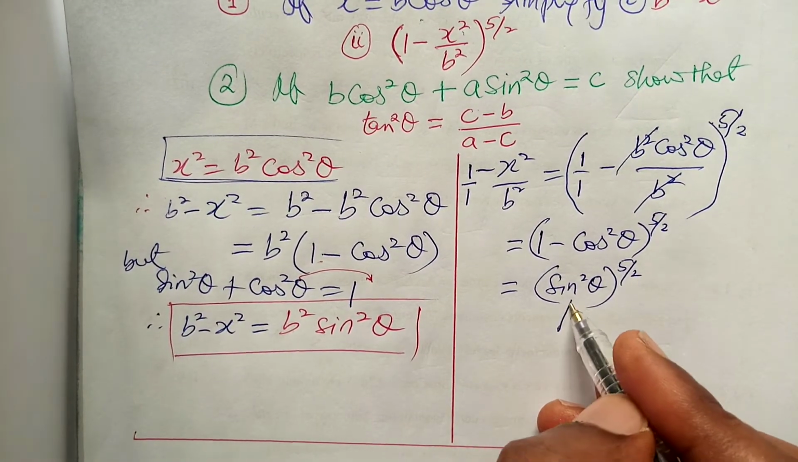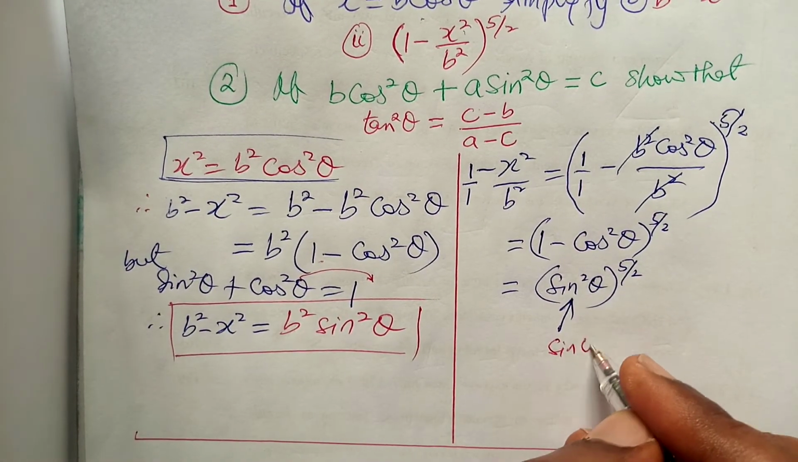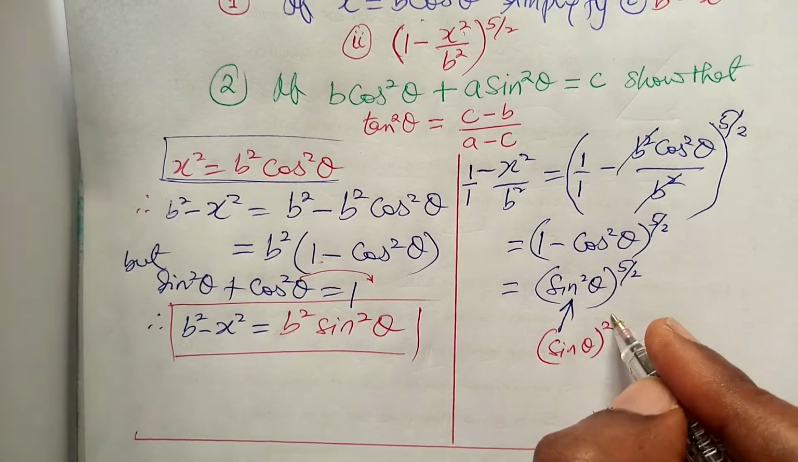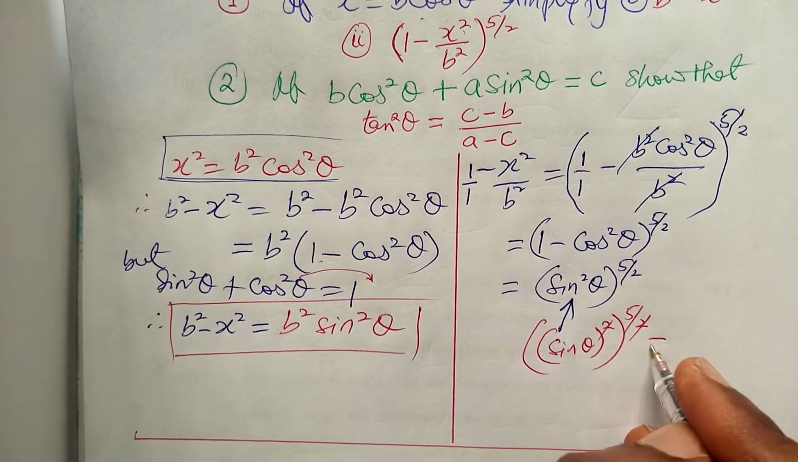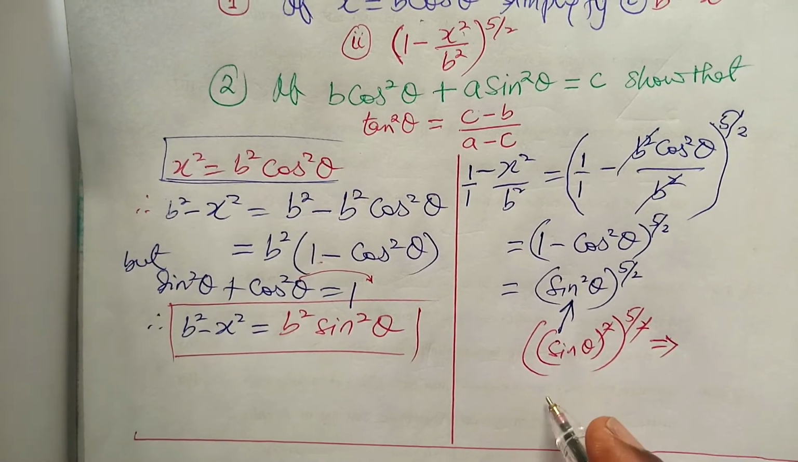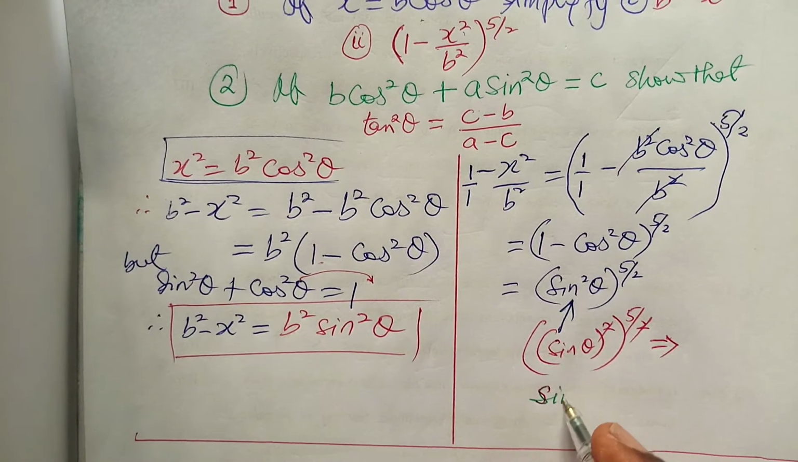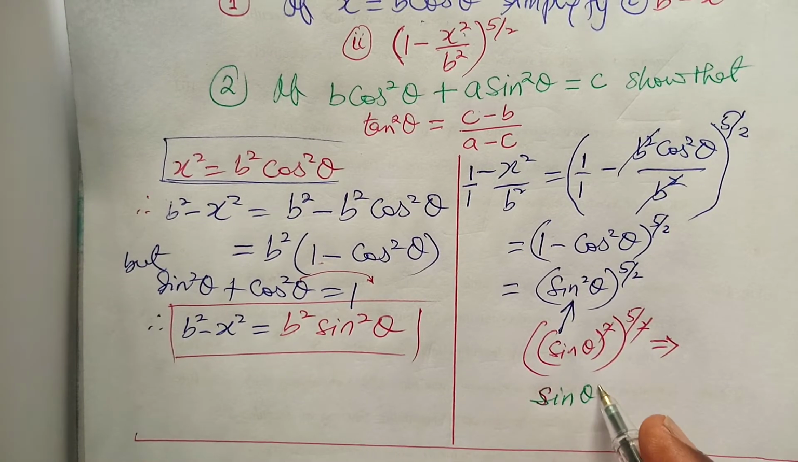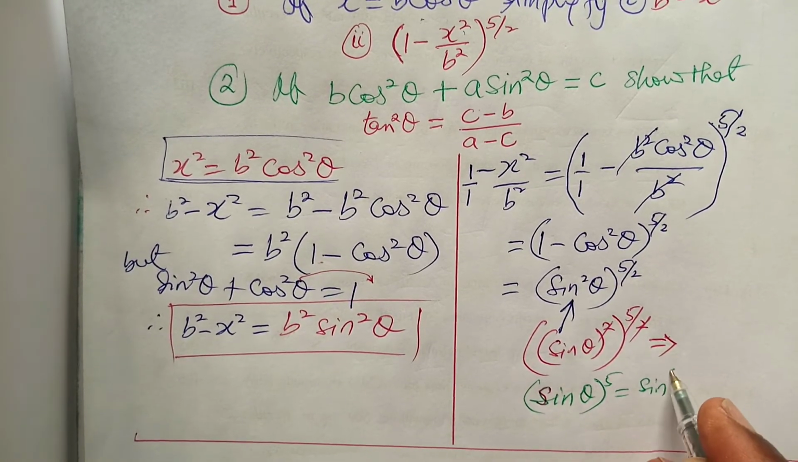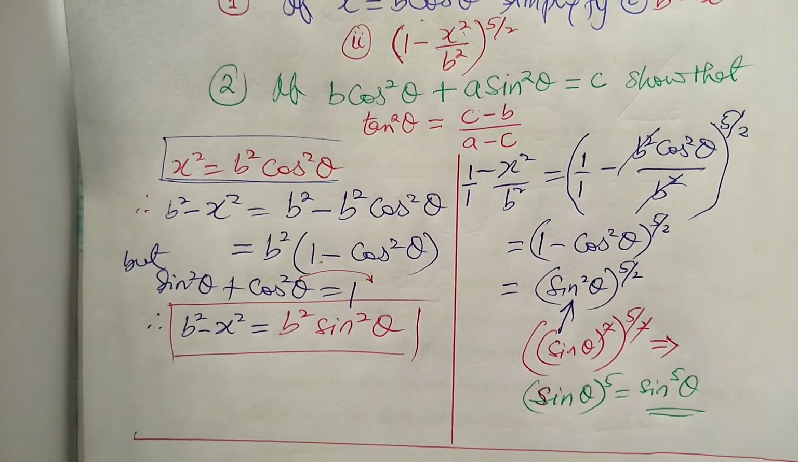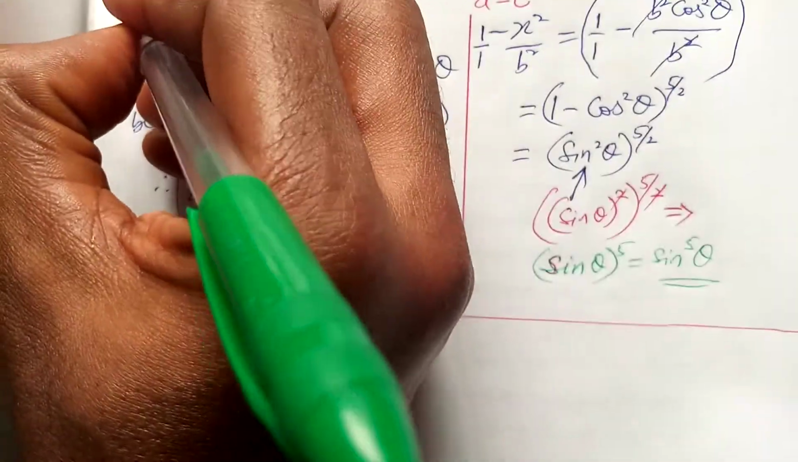In trigonometry, the way we write this is sin theta squared, all raised to 5 over 2. So 2 will cancel 2, and you have sin theta raised to power 5, or sin to the power 5 theta. So that is the answer, and that is how to solve number 1.